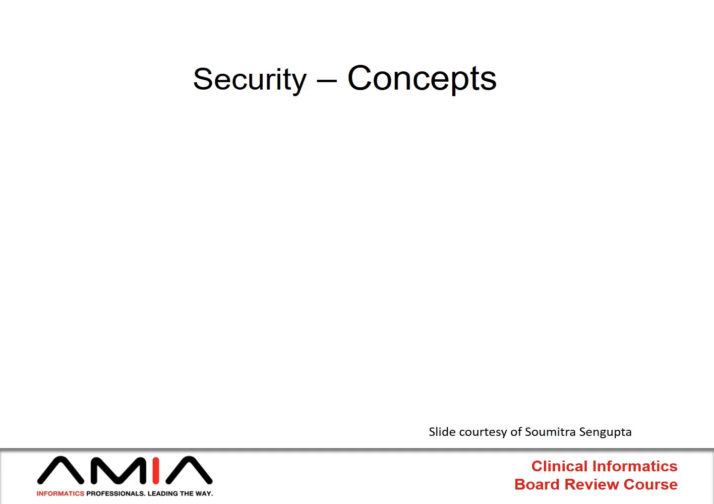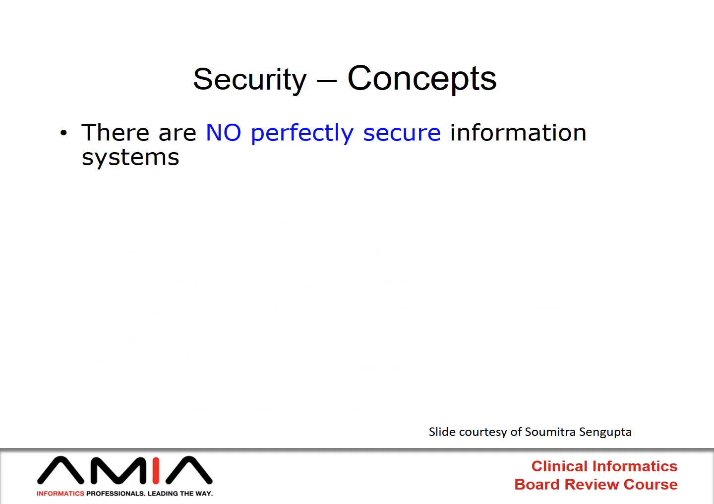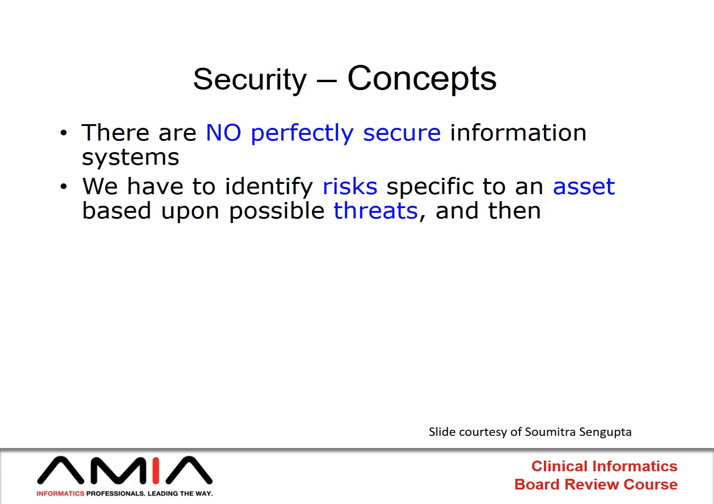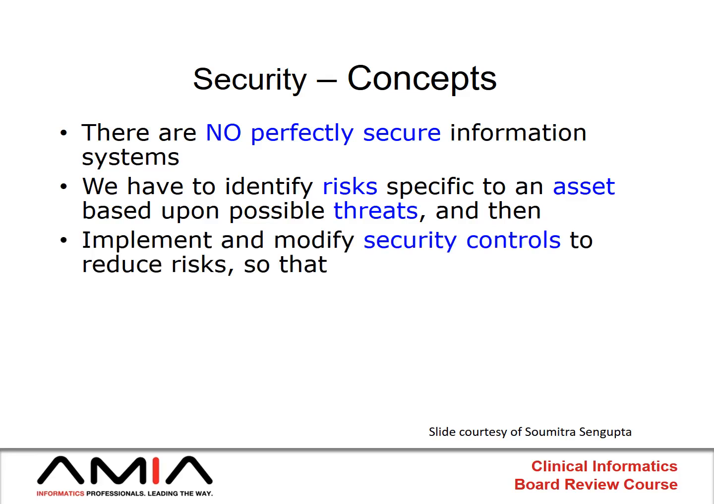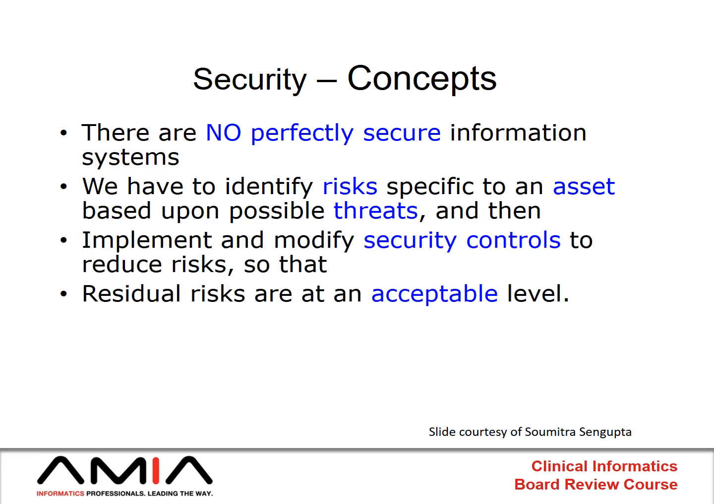Some concepts to keep in mind. First, there is no perfectly secure information system. We have to understand what risks there are specific to an asset, which might mean a database or a computer system. And then we think about the threats to this system, and we design security controls to reduce risks so that the residual risks are at an acceptable level.